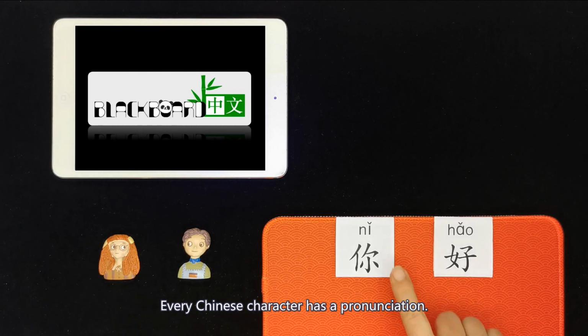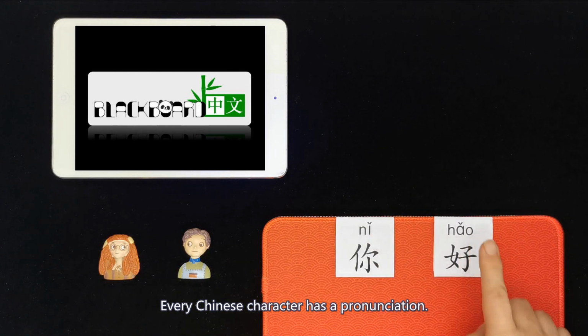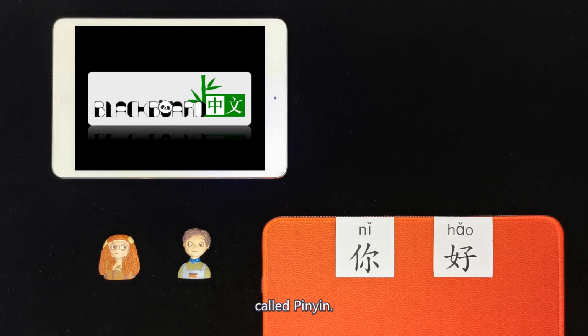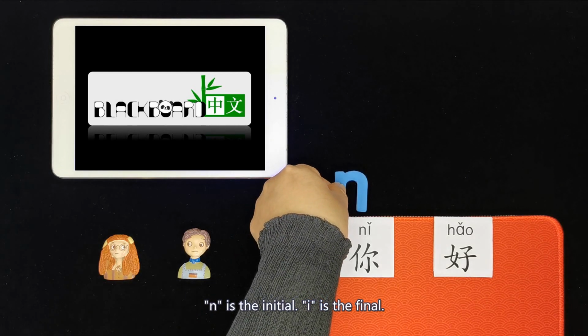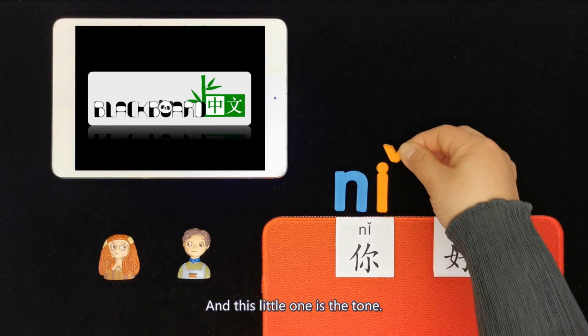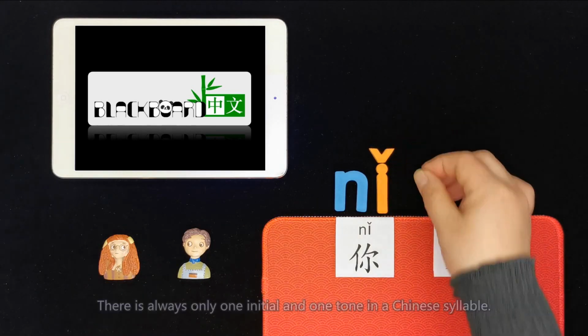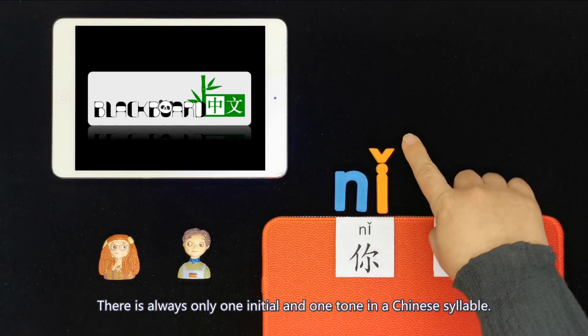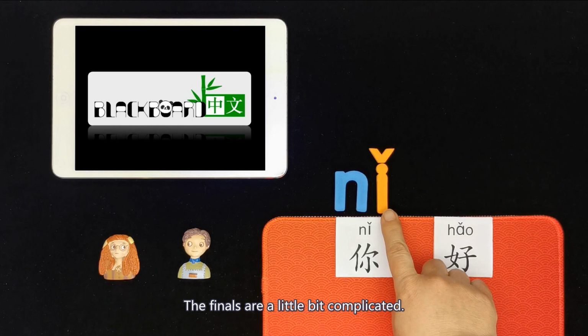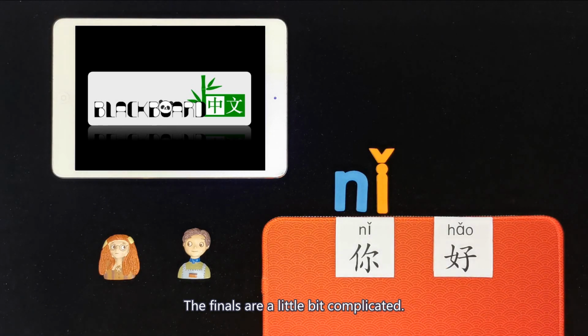Every Chinese character has a pronunciation. In Chinese, each pronunciation is a single syllable, called pinyin. A pinyin syllable has 3 parts. N is the initial, yi is the final, and this little one is a tone. There's always only one initial and one tone in a Chinese syllable. The finals are a little bit complicated.